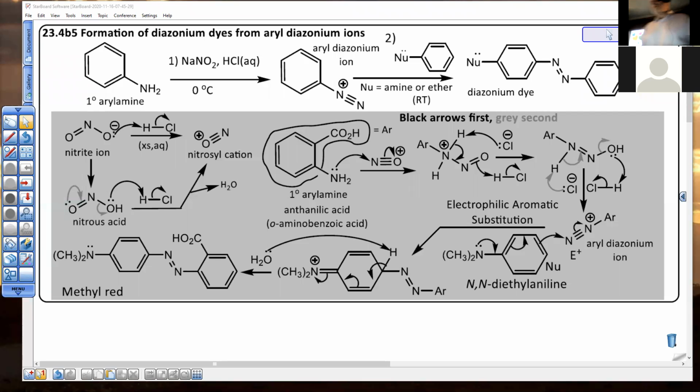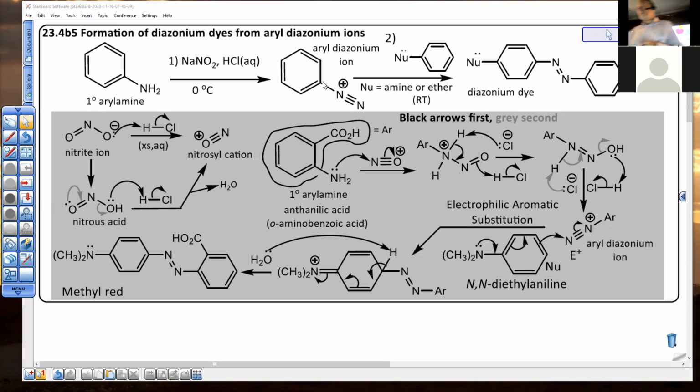We are going to look at another instance where diazonium ions are useful, and that is towards the synthesis of diazonium dyes. That's a lot of dye in there. Diazonium dyes come from diazonium ions.